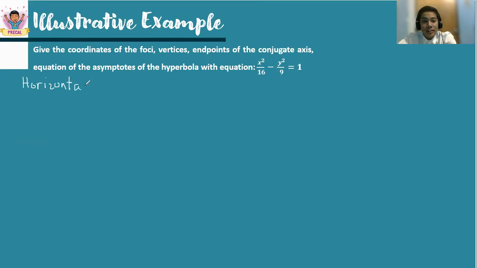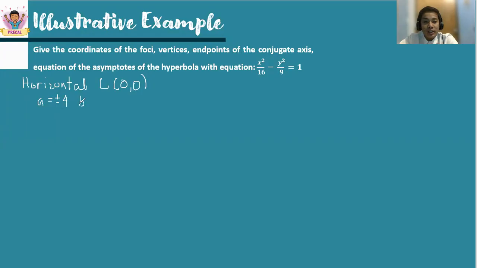center at 0, 0, or center at the origin. The next step is to determine the value of a. Now, to get a, simply get the square root of 16, because on the formula, the first number is a squared. So the square root of 16 is positive, negative 4.